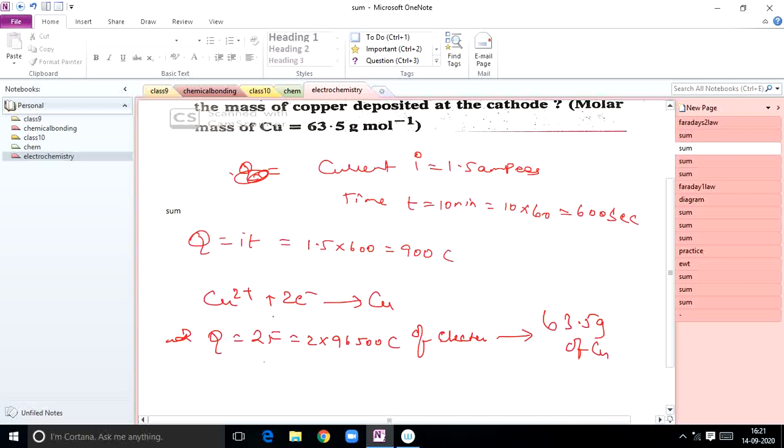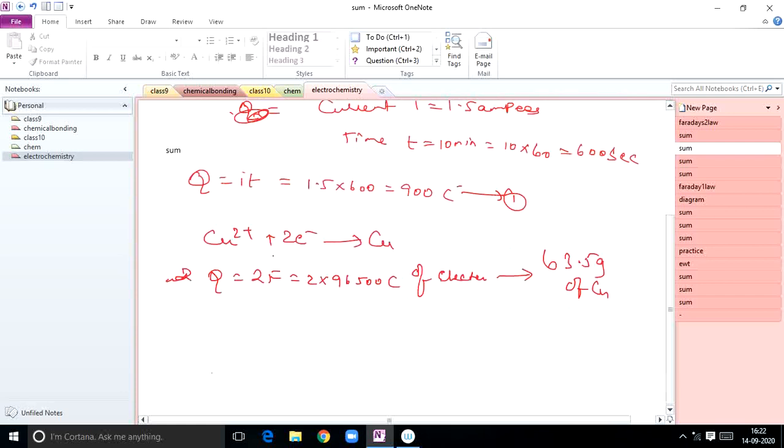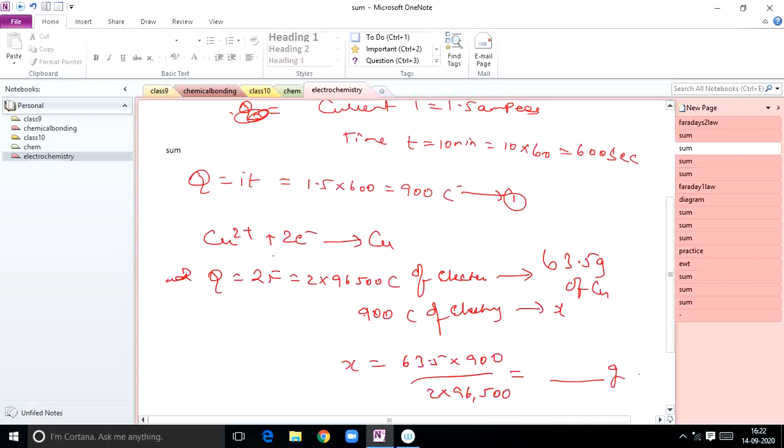Now for 900 coulombs, above we calculated this one, first one. According to the redox equation, 2 into 96,500 coulombs of electricity is required in order to deposit 1 mole of copper, that is 63.5 grams of copper. Now according to this, 900 coulombs of electricity requires how much? Crisscross you do. So X is equal to 63.5 into 900 by 2 into 96,500. Here you can solve this one. So finally, if you solve, you will get the answer in grams.